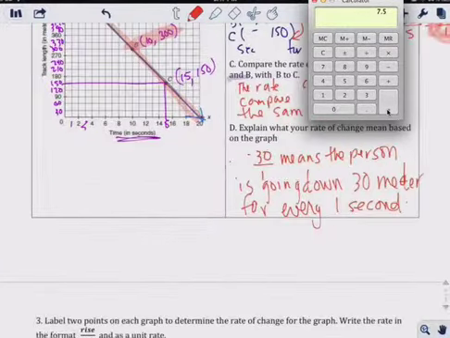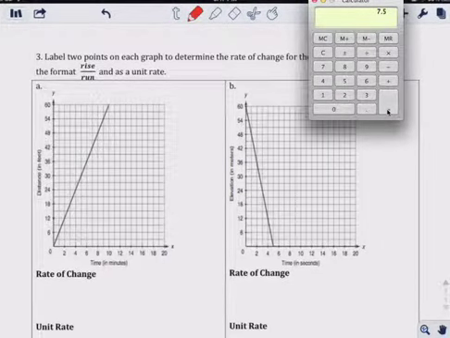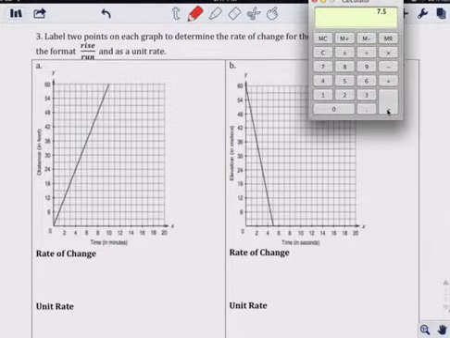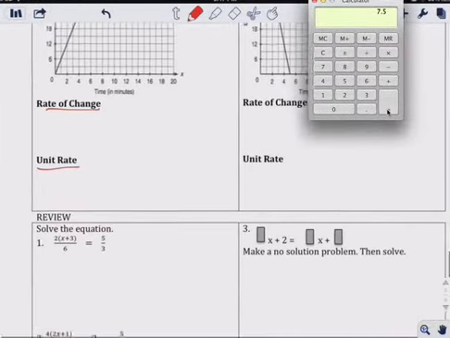Per second, okay? All right, number 3 is extra credit. See if you can figure this out. Giving me the rate of change in unit rate. The trick is putting the dots in the right spot and figuring it out.